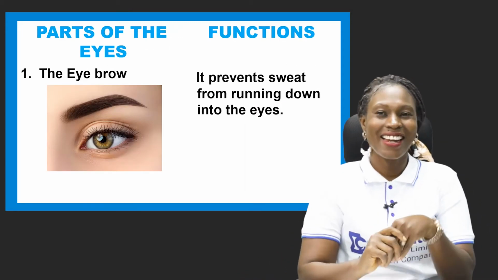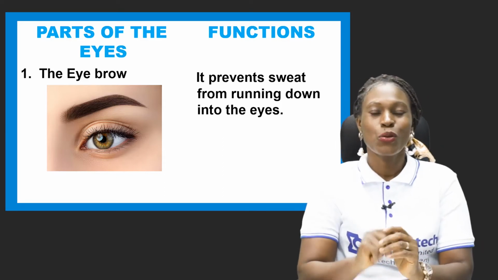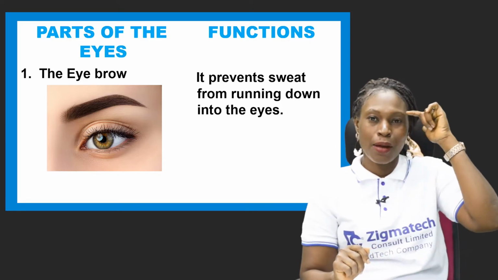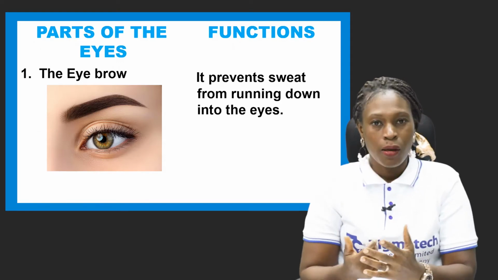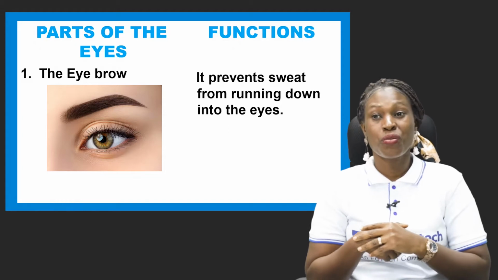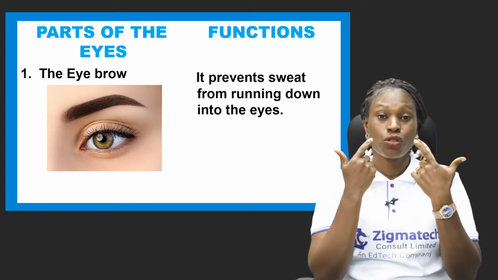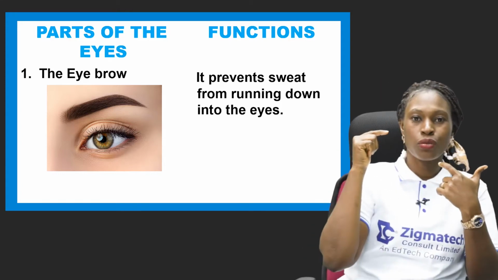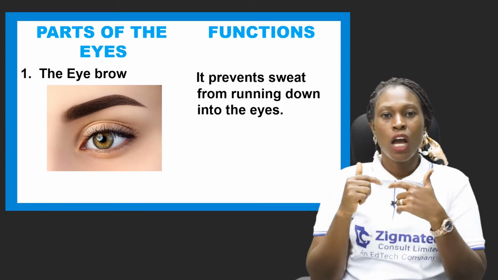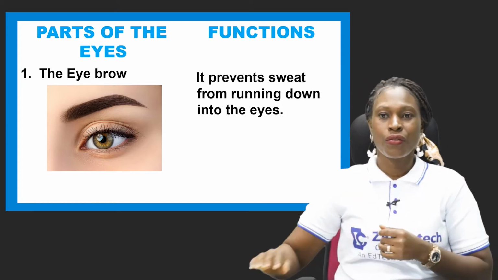Let's start with the eyebrow. Yes, our eyebrow. This is our eyebrow for those persons that might not know what the eyebrow is. Now, what does the eyebrow do? It prevents sweat from running down into the eyes. So while you're sweating, before it gets to the eyes, the eyebrow stops it. It prevents sweat from running down through the eyes.